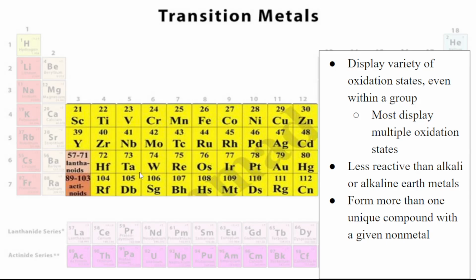Transition metals. These are very different than the alkali and alkaline earth metals, because not only can they display different oxidation states, so each element might have a different charge than one next to it or below it or above it, but each atom might have multiple different charges. Now they're less reactive than alkali or alkaline earth metals, and you can form more than one possible unique compound with a given nonmetal.